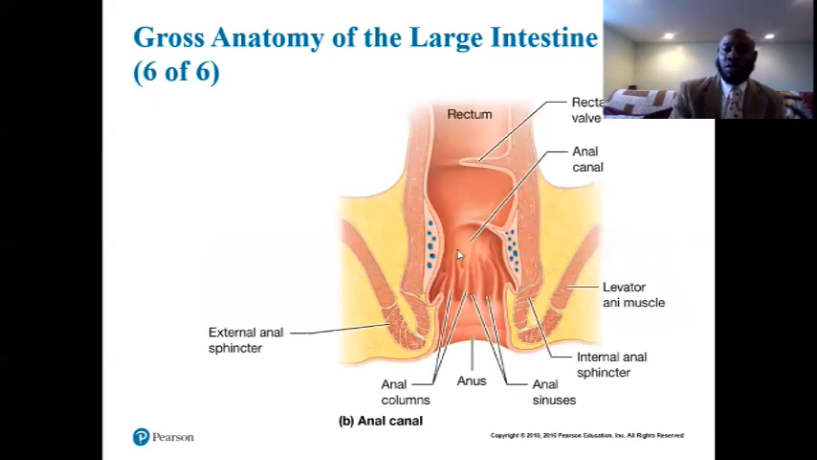And this is what the structure of the rectum looks like. Rectal valve, anal canal, see the levator ani muscle, internal sphincter that has that smooth muscle control, external anal sphincter. These external sphincters are controlled by skeletal muscle, voluntary control. And then the anus, and that's the exit from your body.